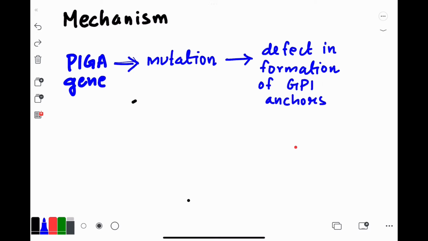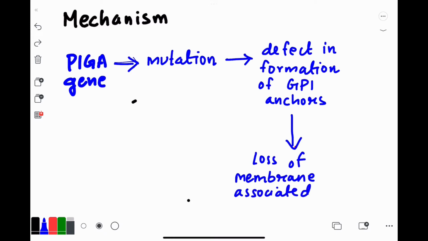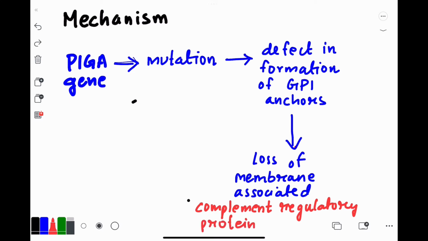Due to the absence of glycosyl phosphatidyl inositol anchors, there is loss of membrane associated complement regulatory protein. This protein actually has some functions which we are going to discuss later. First know this much, this is the main mechanism. So due to the loss of these proteins, there is intravascular hemolysis of red blood cells. Hope you understand this much. Coming to the next part, what is this GPI?